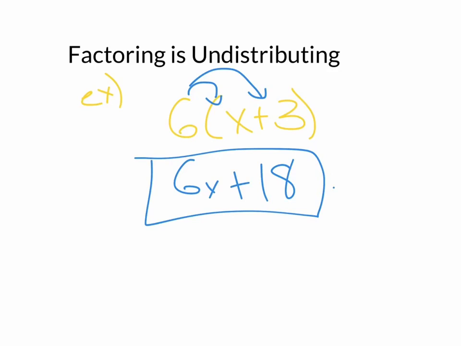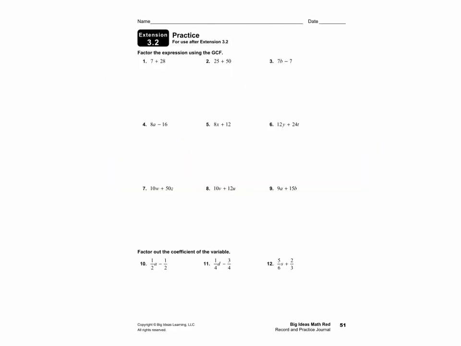So the question's going to be like number 1. This is what they're going to give you, and they want you to get it back into this form. So we're going to talk about going backwards rather than forward. Lately you've been just multiplying that 6 through. Now we're going to go ahead and factor that 6 out. So let's go ahead and try a couple examples.